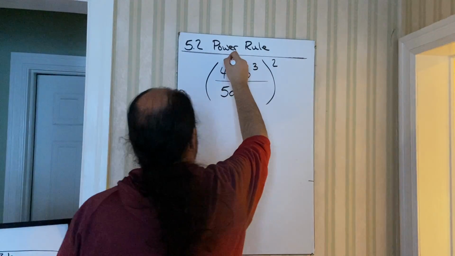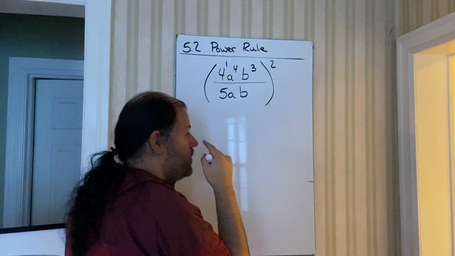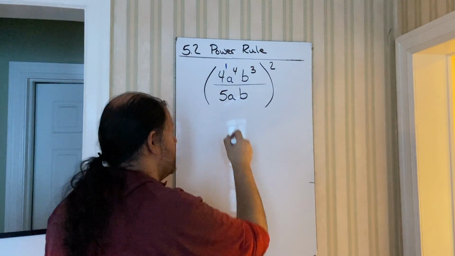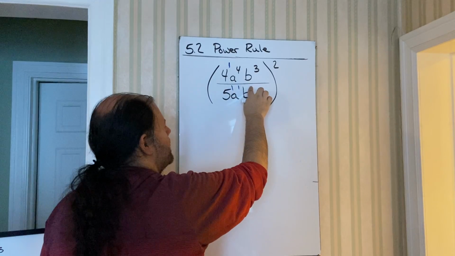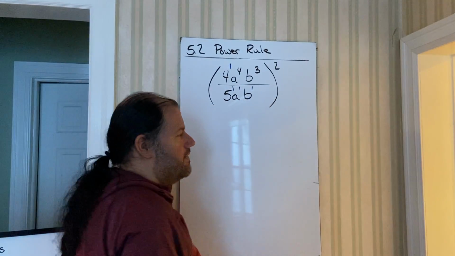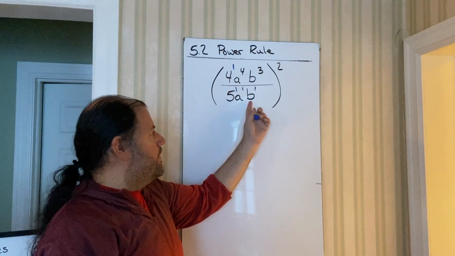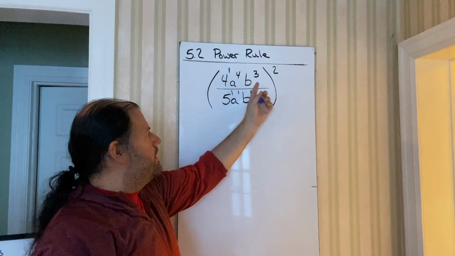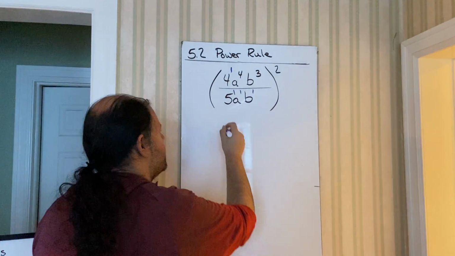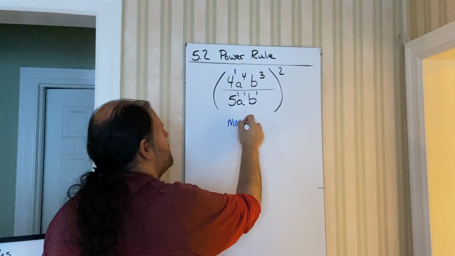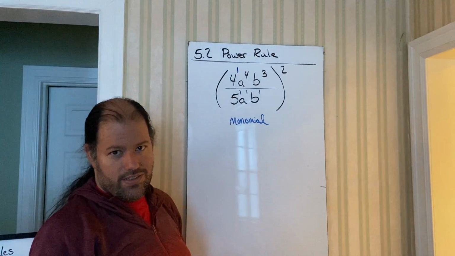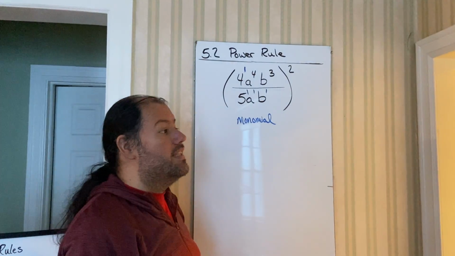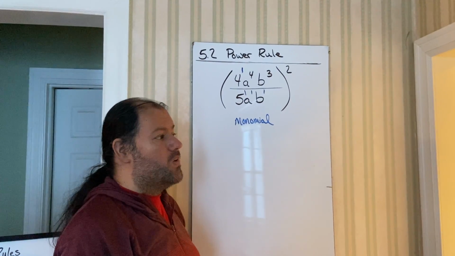Notice this 5 down here. It's also a coefficient, and you don't see an exponent, so slip in a 1. For this A, slip in a 1, and this B, slip in a 1. So notice every item, every letter, every number. This is still considered a monomial. Why is this considered a monomial? Because you do not see any addition or subtraction symbols. So we're allowed to do the second step, the power rule.